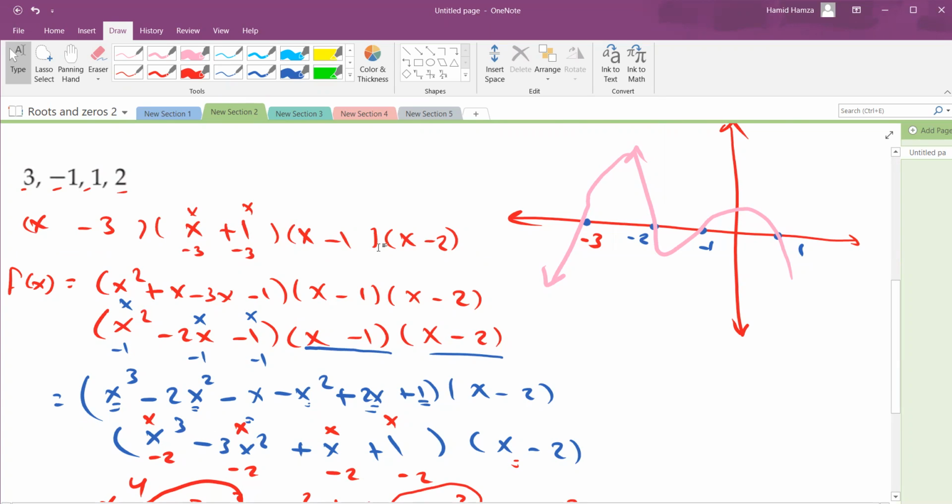Okay, guys, in SAT, you may find it like this from a drawing. If you are given a drawing like this and asked to find the roots, what are the roots of the function, what are the zeros, or to write the function again.